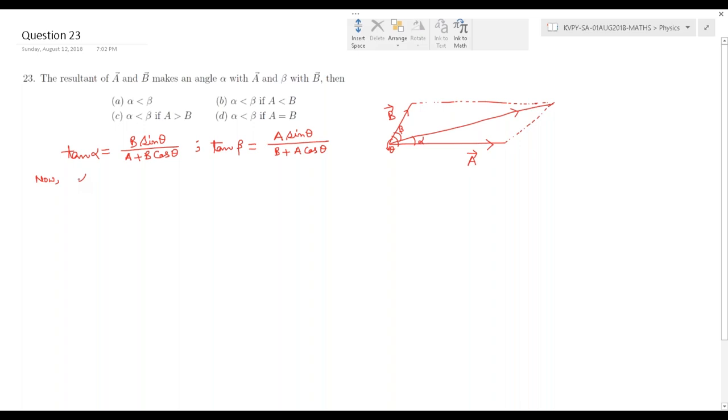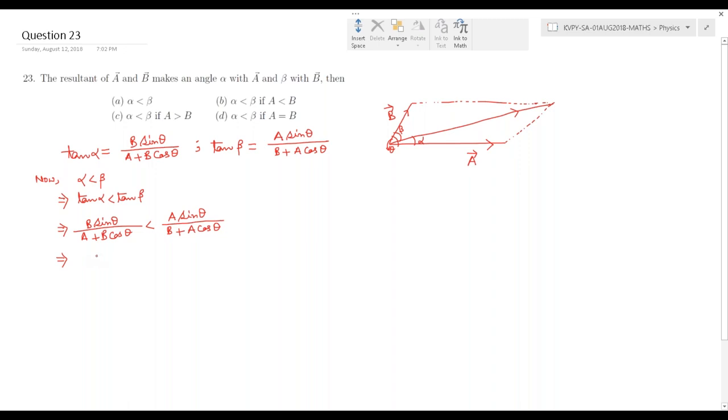So now our point is that alpha is less than beta. If alpha is less than beta, then, if you remember the behavior of the tan trigonometric function, tan alpha has to be less than tan beta. Tan alpha less than tan beta means, from what we just derived, B sin theta divided by A plus B cos theta must be less than A sin theta divided by B plus A cos theta. Now let's simplify. All the quantities, numerator and denominator, are positive, because we are assuming theta is an acute angle for simplicity. So in that case, all these values are positive.